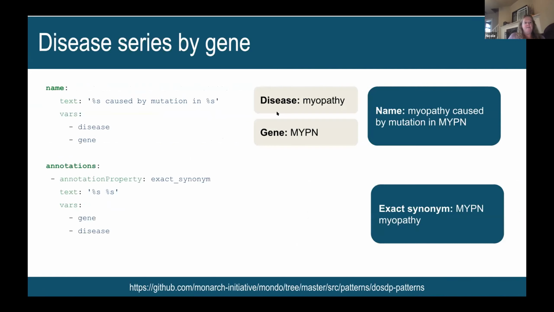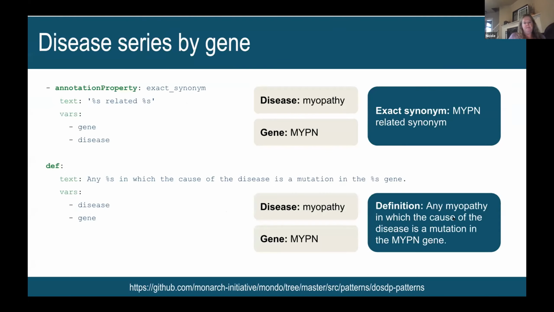So we have the specification for how the disease should be named. Since we know what the variables are, myopathy and a gene, this name would be automatically created to be myopathy caused by a mutation in MYPN. And then we can also specify the synonyms. The synonym would be a gene and then a disease, so this would be MYPN myopathy.